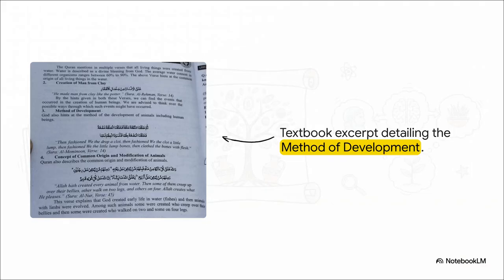Looking at point number 3, titled Method of Development, notice how the text sets this up. It states that classical texts also hint at the method of development of animals, including human beings. It's preparing the student for a breakdown of a highly sequential biological process. So we're zooming way in, moving from the broad concept of creation into the intricate, microscopic stages of embryonic growth.